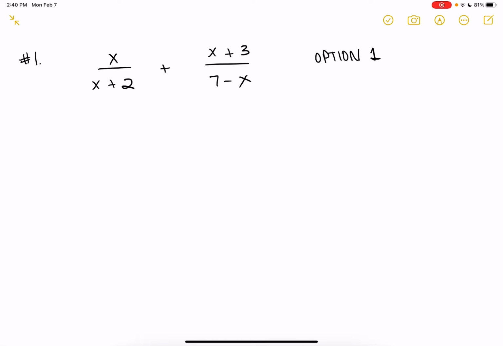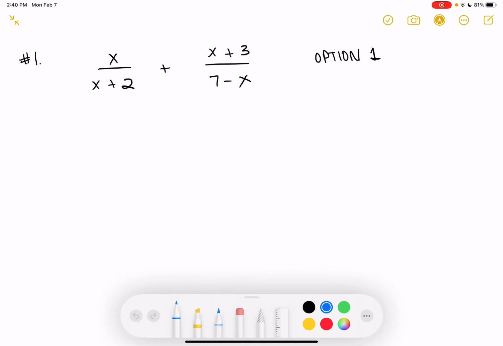All right, so we are going to look at three different problems. Here is the first one. And what's weird about this one is that 7 minus x. But let's just go ahead and keep it like that in this first option, and I'm going to show you a second way that we could handle it.